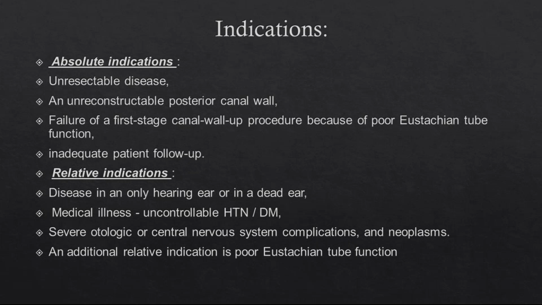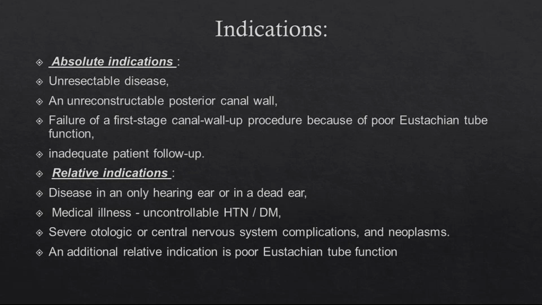Failure of first stage canal wall up procedure because of poor eustachian tube function and inadequate patient follow-up. So if the patient has come with limited cholesteatoma, you have done a canal wall up surgery, that is a cortical mastoidectomy. But subsequently, in a few years down the line, this person again came to you with recurrence. So now this is the opportunity to do the canal wall down surgery.